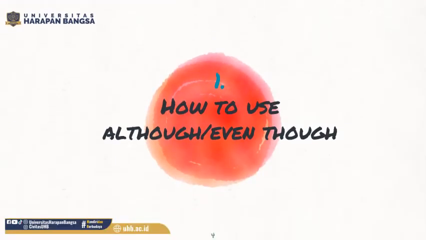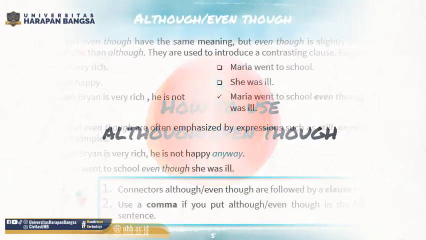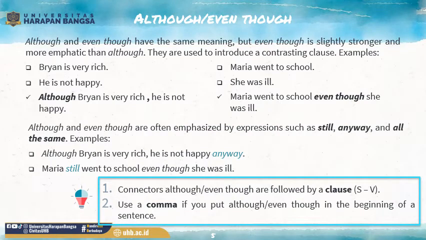Let's start with how to use although or even though. Although and even though have the similar meaning, but even though is slightly stronger and more emphatic than although. They are used to introduce a contrasting clause. Jadi although dan even though memiliki makna yang sama, meskipun dalam penggunaannya even though ini memiliki makna yang sedikit lebih kuat daripada although ya, dan mereka digunakan untuk memperkenalkan contrasting clause, klausa yang menunjukkan kontras.